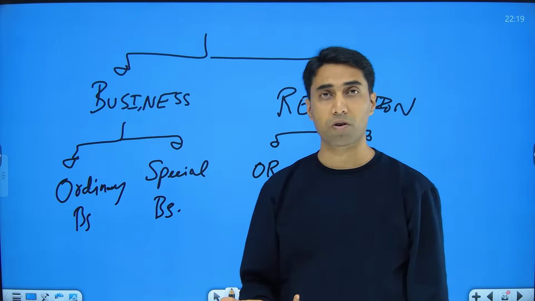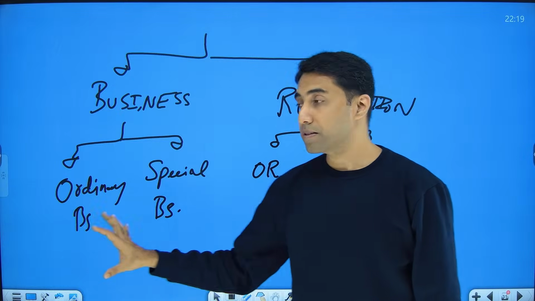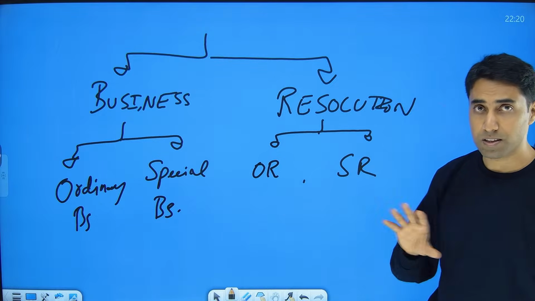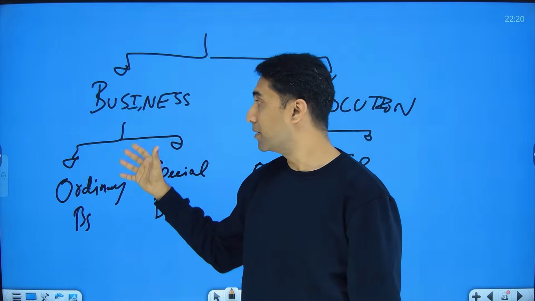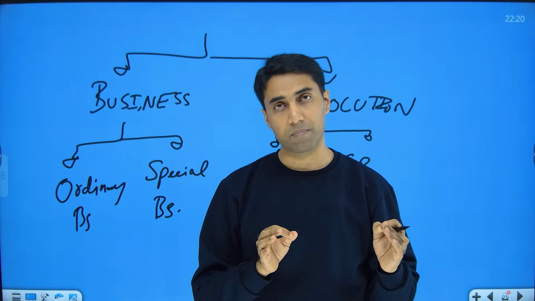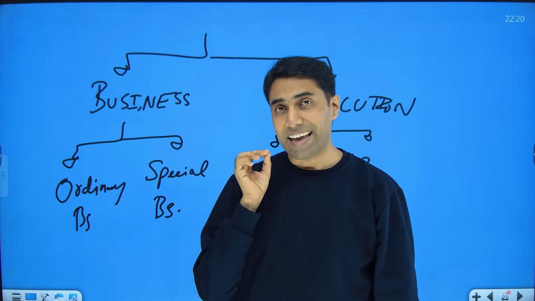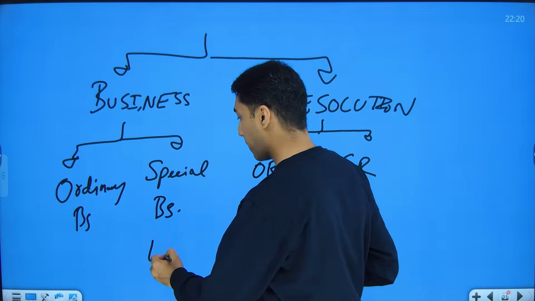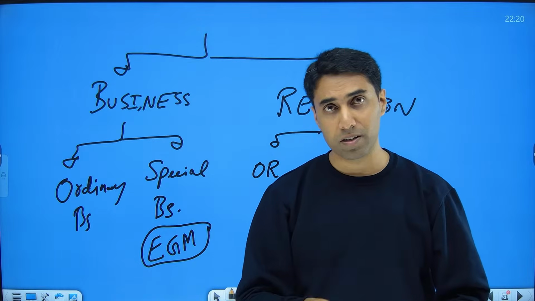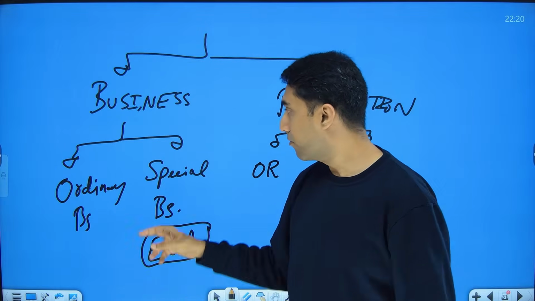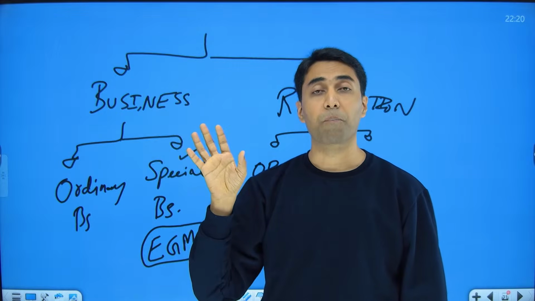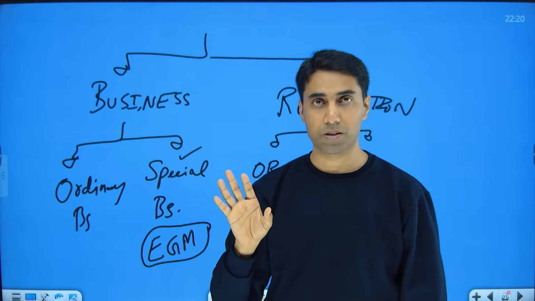So people get confused all the time. They say ordinary business means we need only ordinary resolution. Special business means we need only special resolution. There is no connection. What makes it a business type is basically in which meeting it is discussed. So usually you need to understand something. In an extraordinary general meeting, an EGM, no matter what you discuss, we call it a special business. You can discuss whatever you want. Even if you discuss approval of financial statements, it is called a special business.